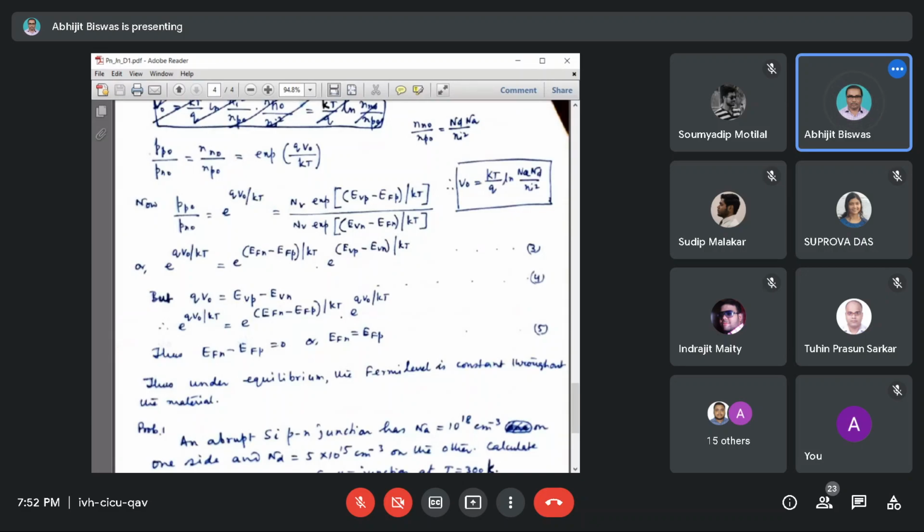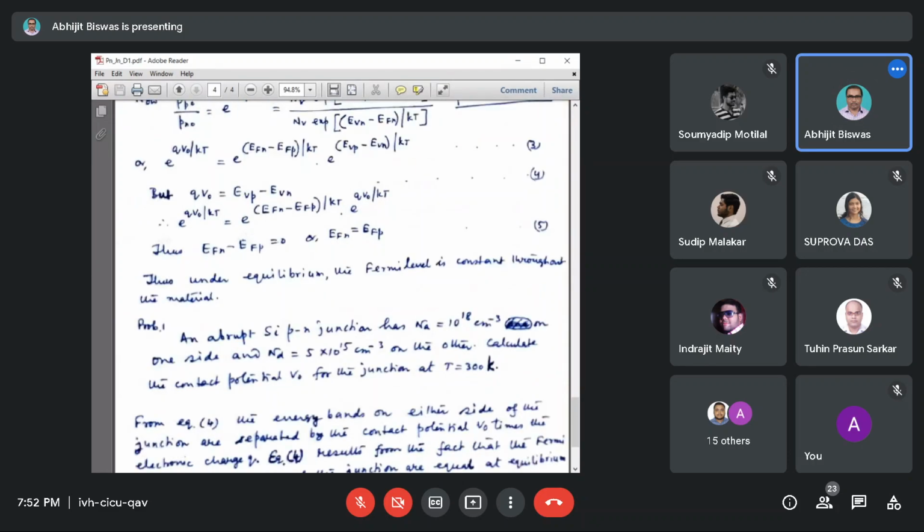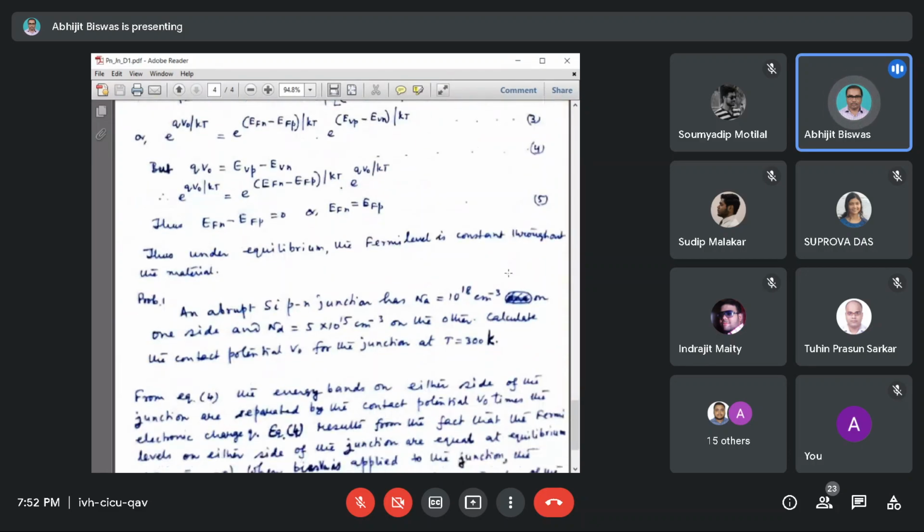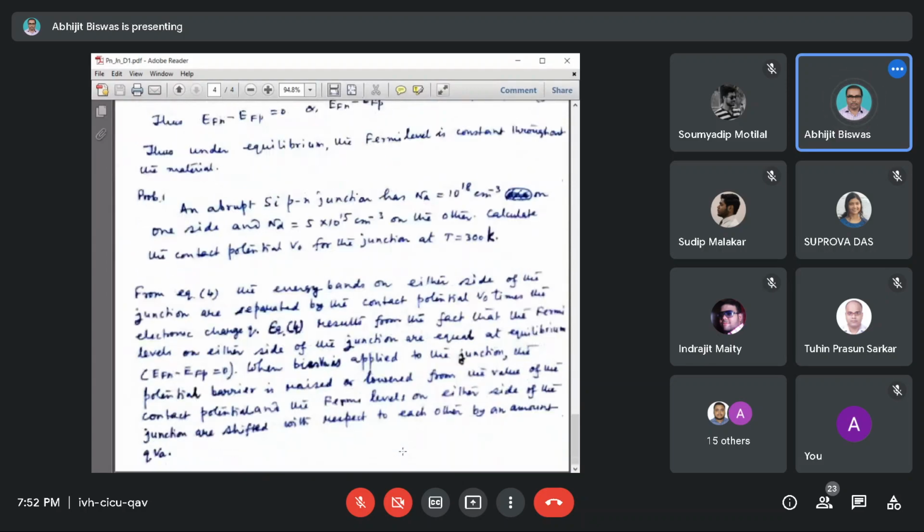So, under equilibrium the Fermi level is constant throughout the material. So this equation 4 actually says the energy bands on either side of the junction are separated by the contact potential V0 times the electronic charge.